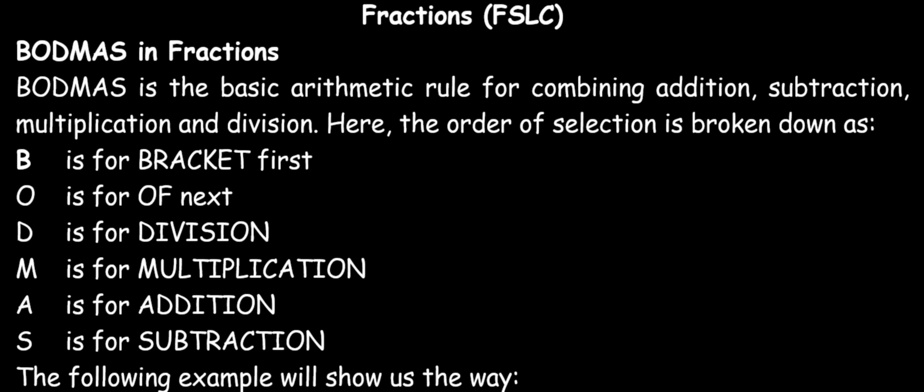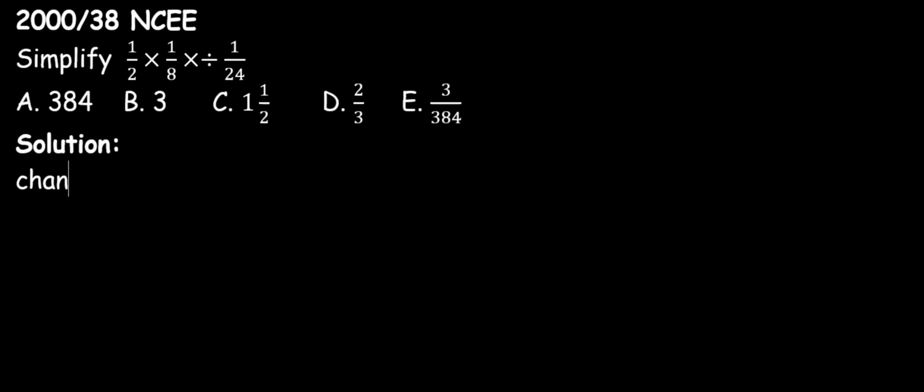Let's take our first example. Simplify 1 over 2 times 1 over 8 divided by 1 over 24. The options are given. Solution. Changing from division to multiplication, we have our given problem, 1 over 2 times 1 over 8 divided by 1 over 24, which will be equal to 1 over 2 times 1 over 8 times 24 over 1.